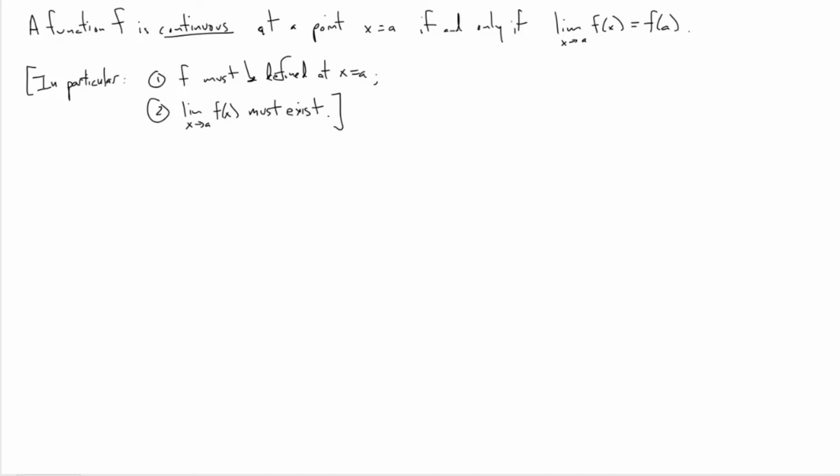And so those two things are sort of lurking in the background of this definition. Those both have to be true. And then you also have to have the actual definition. They have to be equal to each other. The limit as x approaches a of f of x has to equal f of a.